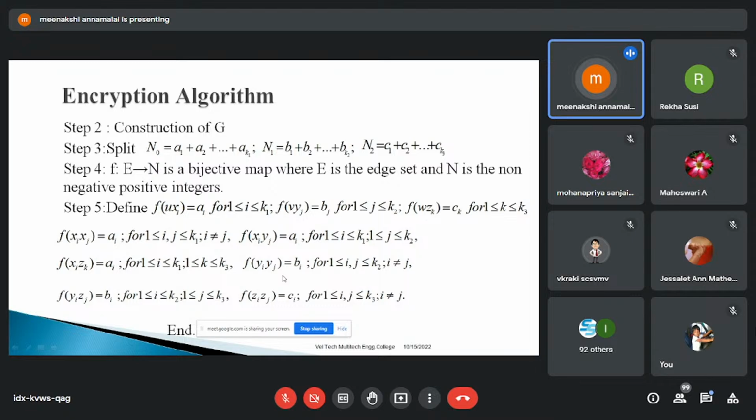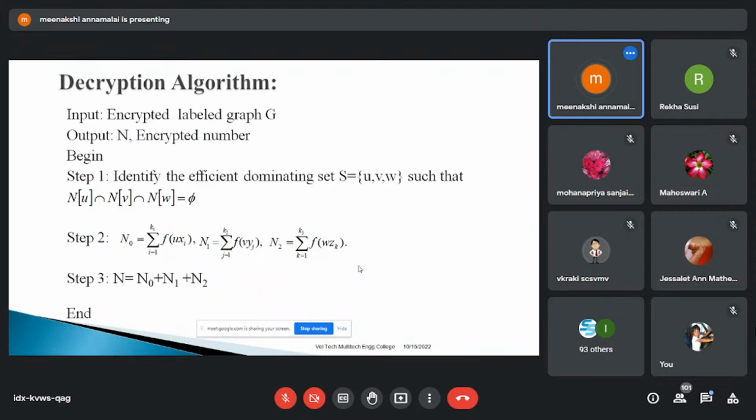And then the decryption algorithm. Now we discussed the encryption algorithm, now the decryption algorithm. So how to find the secret number? First, we have to identify the efficient dominating set. That is the main thing for the network. That efficient dominating set is U, V, W, such that the closed neighborhood of U intersection closed neighborhood of V intersection closed neighborhood of W is equal to empty.